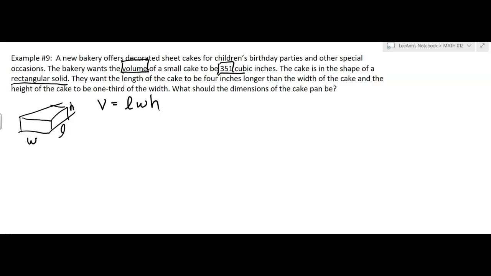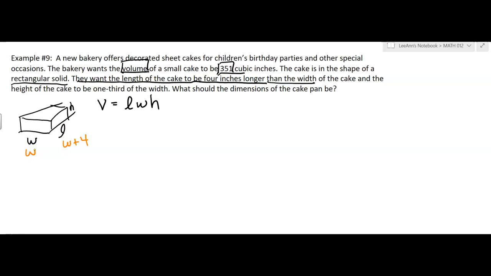Sometimes these problems are difficult and students struggle because they're trying to do everything at once. You want to take those little pieces and do what you can with them. And then when we run into trouble, we'll have to think of something else. But okay, they want the length of the cake to be 4 inches longer than the width. Okay, so now I'm getting somewhere. The length is going to be 4 inches more than the width.